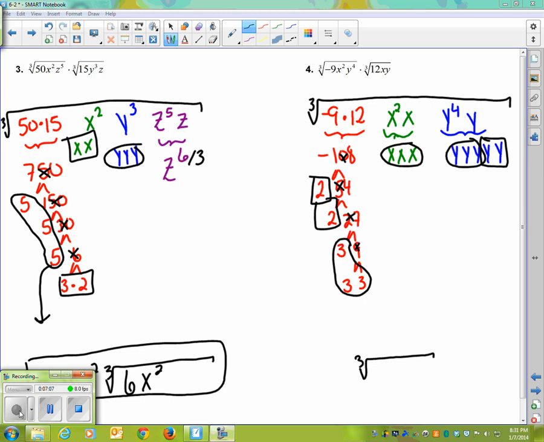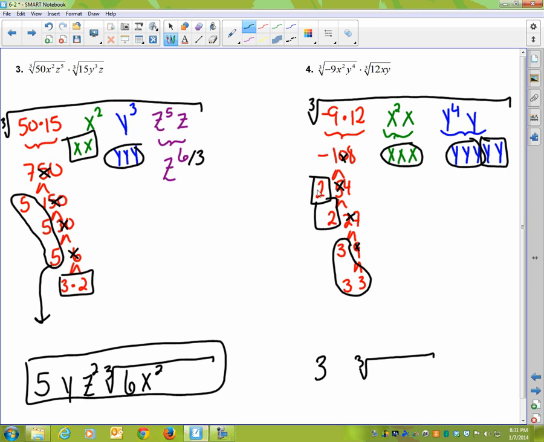All right, this is the work that goes along with number 4. I multiplied the negative 9 and 12 to get 108. Factor tree it down. My group of 3 is right here, and it goes on the outside. And what's boxed in gets remultiplied and put on the inside.